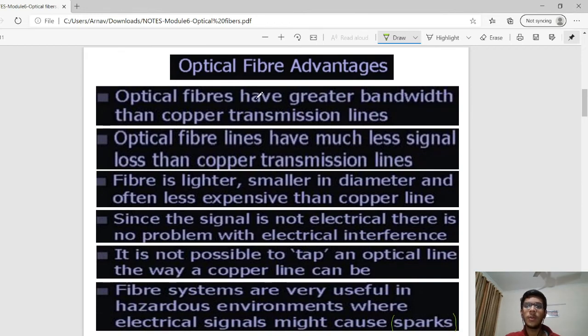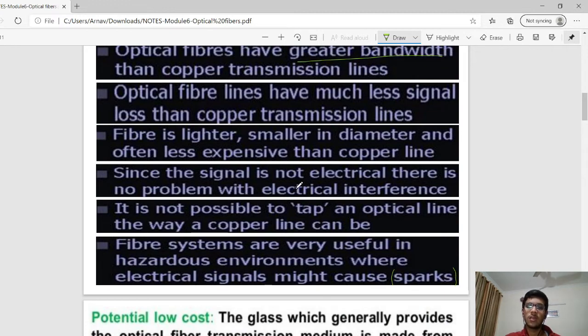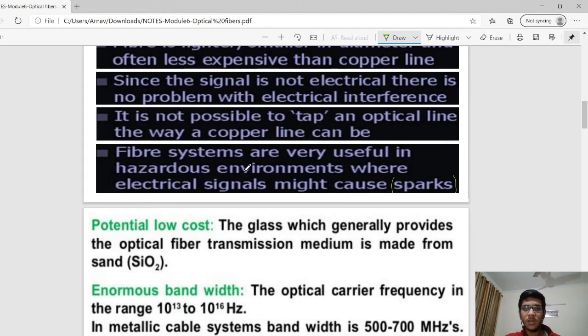Moving to the advantages, optical fiber has greater bandwidth than copper transmission lines. Optical fiber lines have much less signal loss than the copper transmission line, which is very beneficial to us. Fiber is lighter and smaller in diameter and is much less expensive than copper line. Since the signal is not electric, it does not interfere with electrical signals. It is not possible to tap an optical line the way a copper line can be. Fiber systems are very useful in hazardous environments where electrical signals might cause sparks.